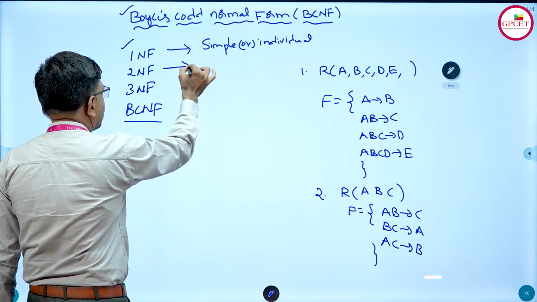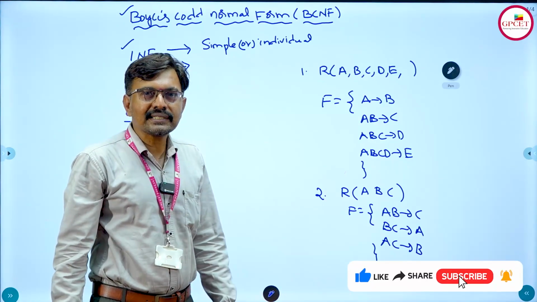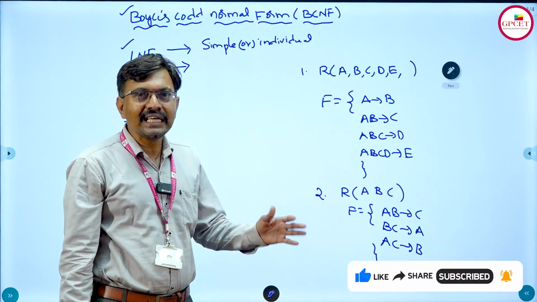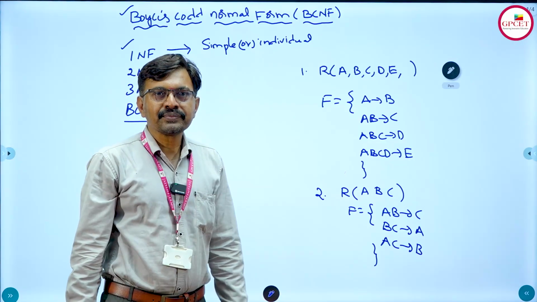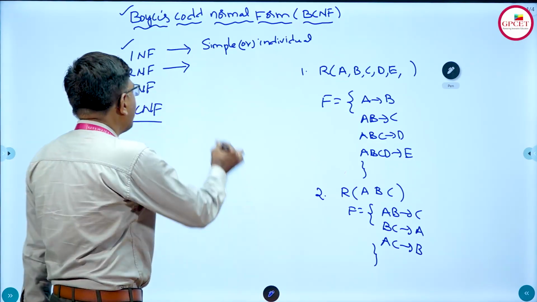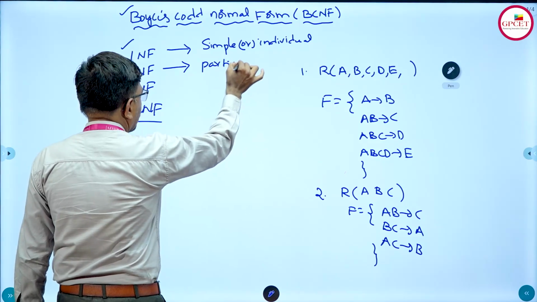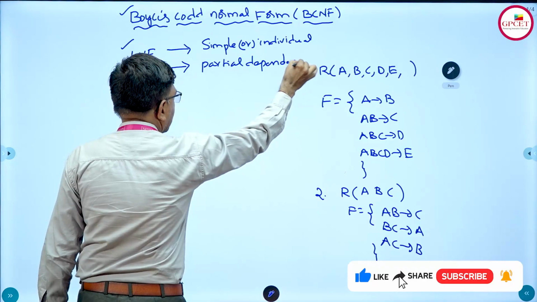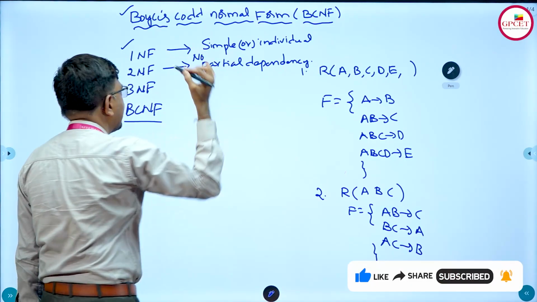Second normal form states that a relation schema R is in second normal form if every non-key attribute is fully functionally dependent on the primary key. The drawback of second normal form is the partial dependency. That is, there is no partial dependency in second normal form.